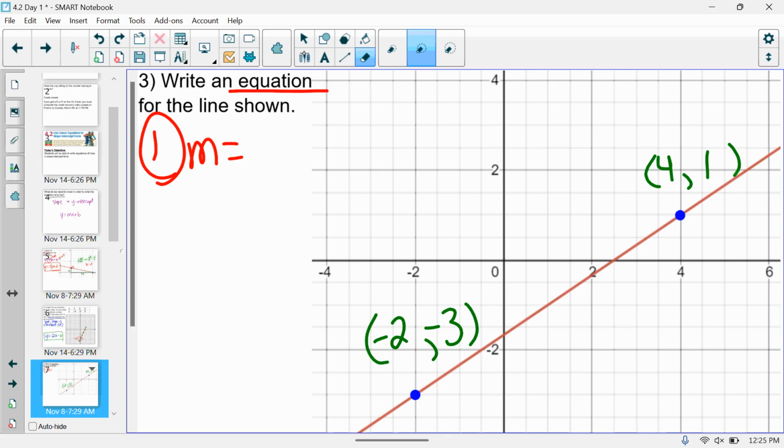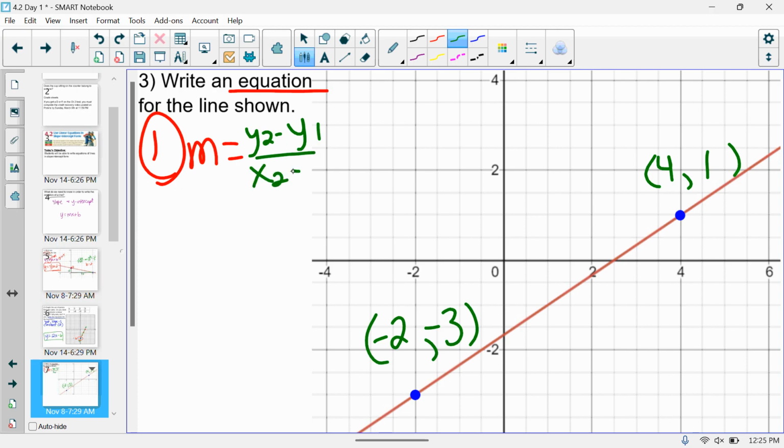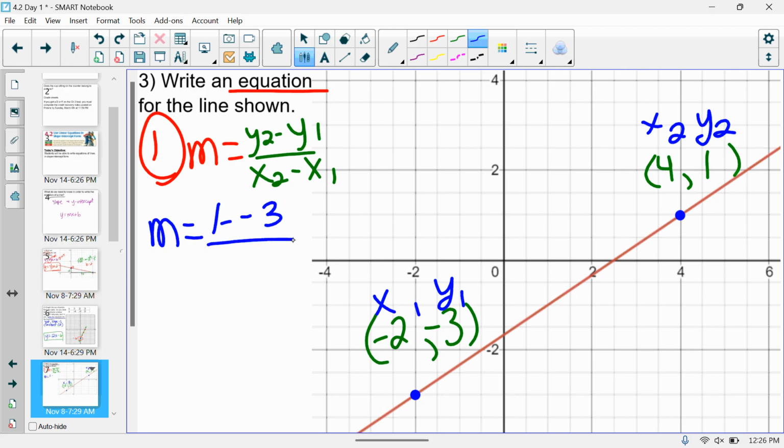So now that we have our ordered pairs, we're going to go ahead and use the formula. Remember, y2 minus y1 over x2 minus x1. We'll just call this our first point, and we'll call this one our second point, okay? So that means we're going to do 1 minus -3 over 4 minus -2. 1 minus -3 is 4. That's like 1 plus 3. 4 minus -2 is like 4 plus 2. That's 6. What does that simplify to, Elise?